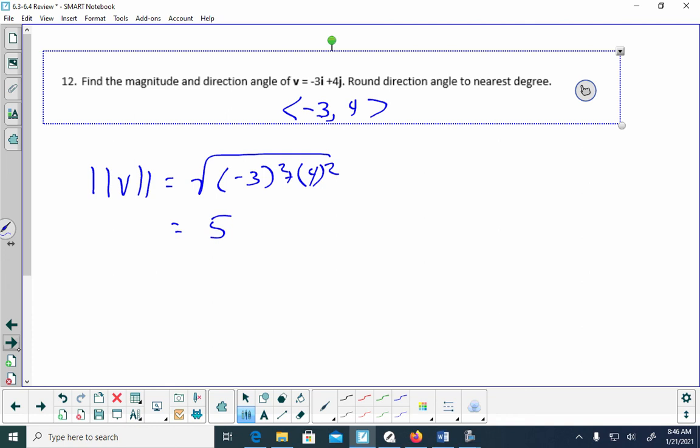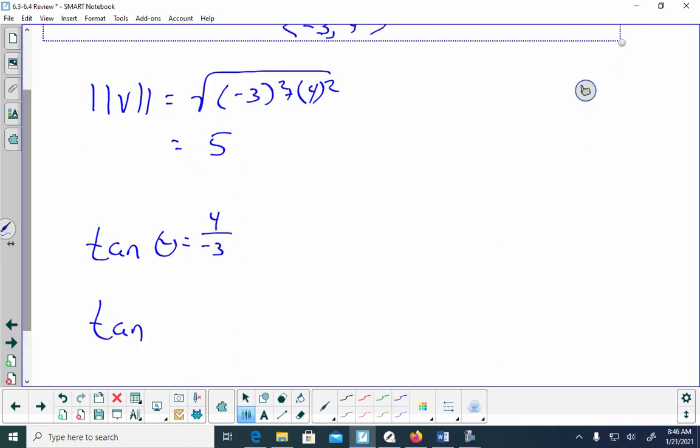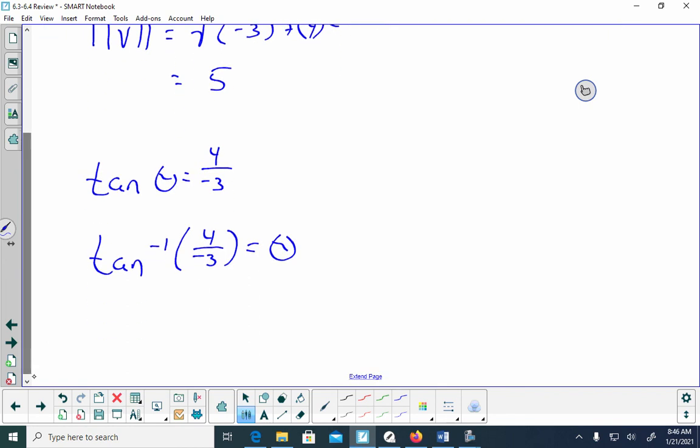Now to find the angle, I'm going to do tangent of theta is equal to b over a. I personally like to do the inverse tangent. So I'm going to do the inverse tangent of 4 over -3 is equal to theta. If you're an nSolve person, that's fine. Still respect you, but I'm going to do it this way. When I do this and I change it to degrees, I get theta equal to -53.1 degrees.